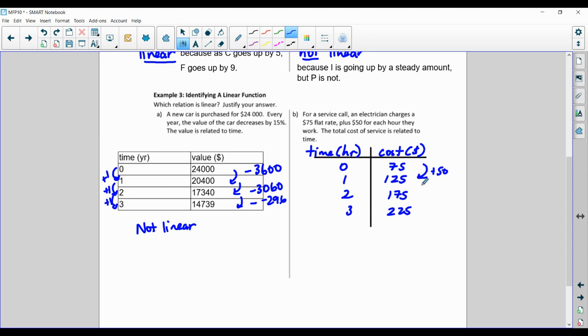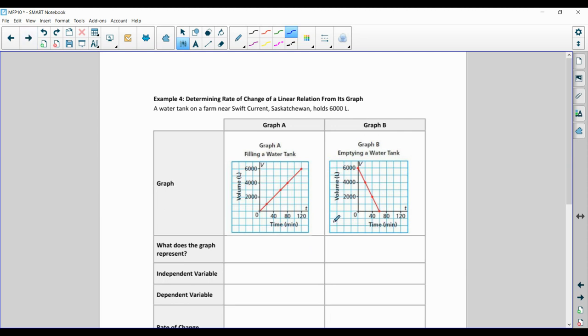How did I know that? Because it's $50 per hour. So $50 per 1 hour means that we've shown we have a consistent step here, matching a consistent step here. So this one is linear. And again, our justification is showing that information in a table.